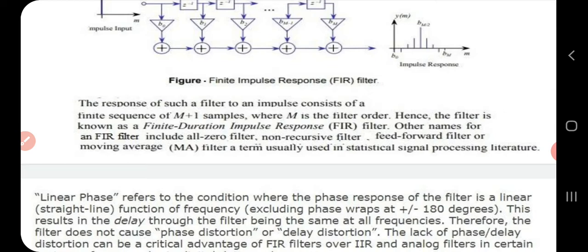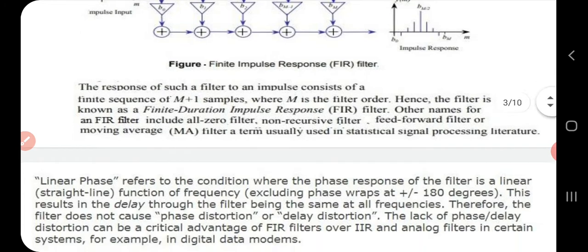Some other names are all-zero filter, non-recursive filter, feed-forward filter, moving average or MA filter, etc. Depending upon its use in the signal processing literature, we can use the name accordingly.